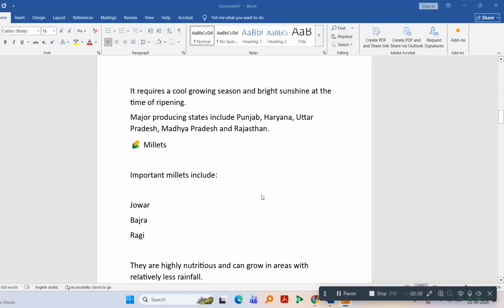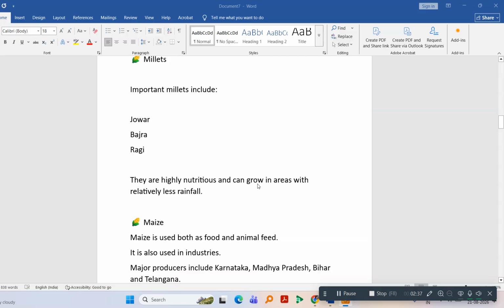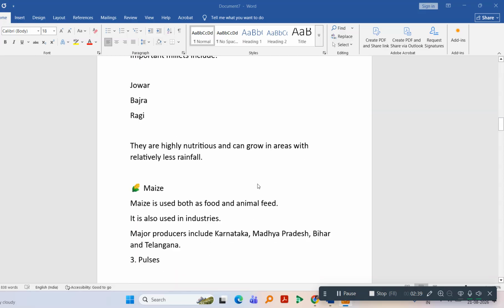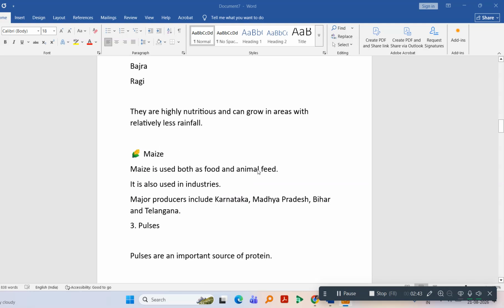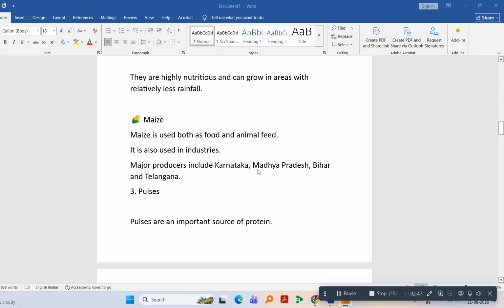Millets. The important millets include jowar, bajra, and ragi. They are highly nutritious and can grow in areas with relatively less rainfall. Maize. Maize is used both as food and animal feed. It is also used in industries. The major producers include Karnataka, Madhya Pradesh, Bihar, and Telangana.